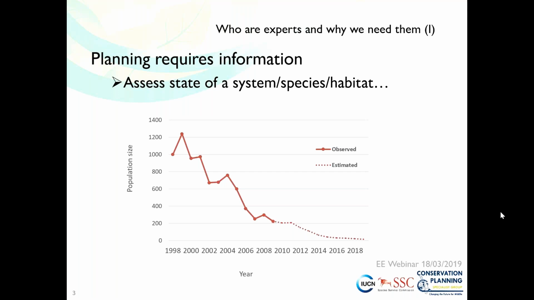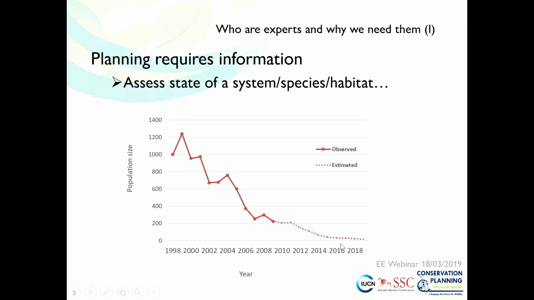The first thing is to know what the status of a system, of a species, of a habitat, of a population is. And in this example that I've just made up, you can see there are data about this population until about 2009, and the population seems quite clearly to be declining. But then the data stop, and so if we need to make a decision, maybe people haven't collected data for the last 10 years, maybe there wasn't enough money, funding was cut off, and we have uncertainty.